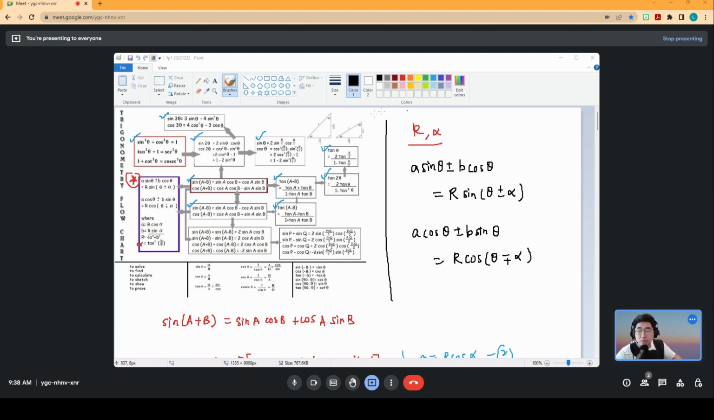So after this R and alpha formula, as you can see from here, the blue tick is already done. Okay, then the purple box is also done, as you can see from here. Then the only things left are this and this: sine A plus B and the sine P and Q formula. So let's look at it.